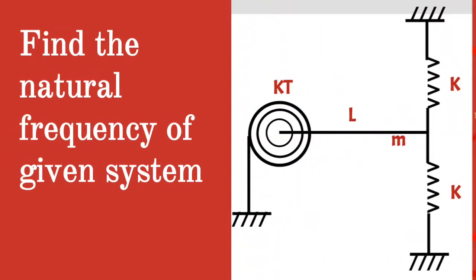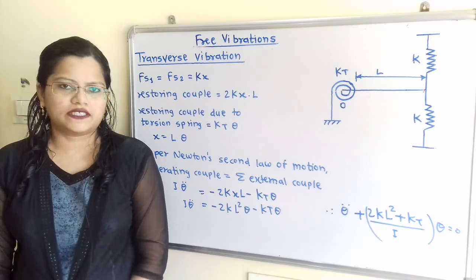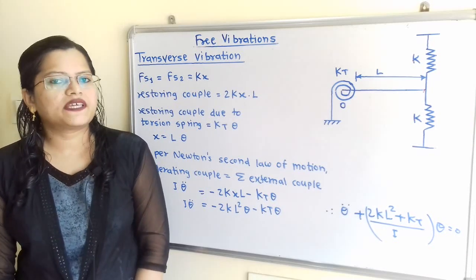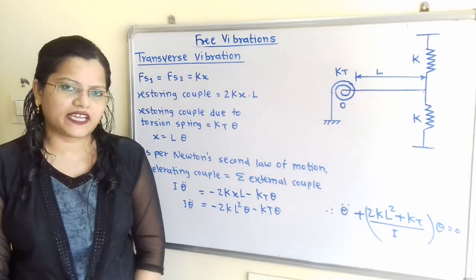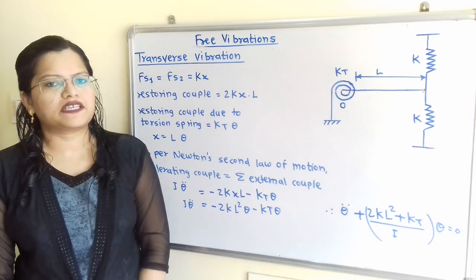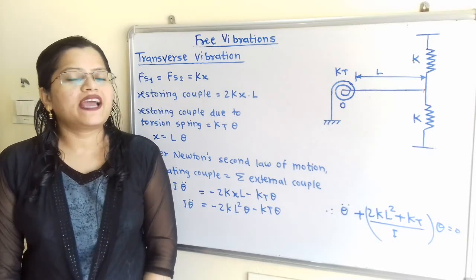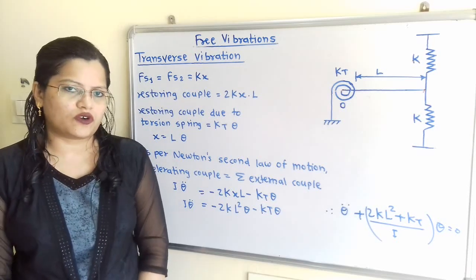Find the natural frequency of the given system. Let us understand the given system. One end of the rigid rod is connected to the torsional spring with stiffness Kt, while the other end is connected to two linear springs with stiffness K. And we have to find out the frequency for the vertical oscillation of the rod.